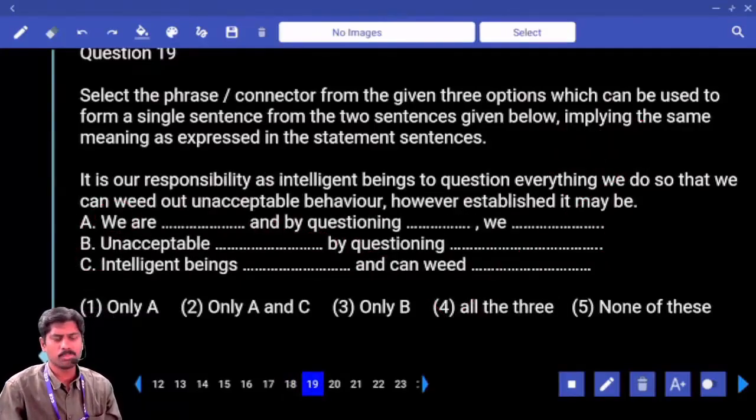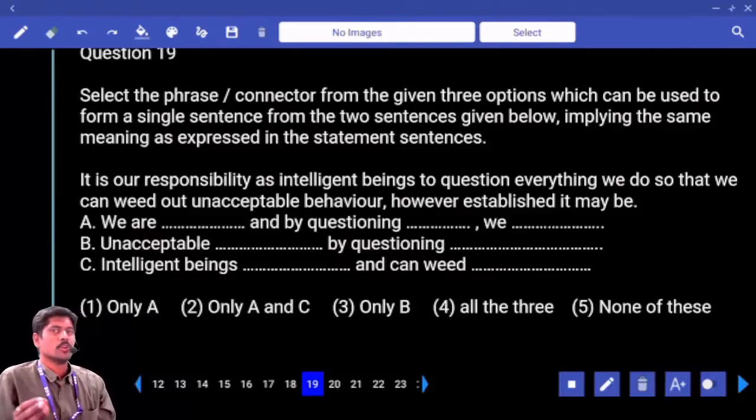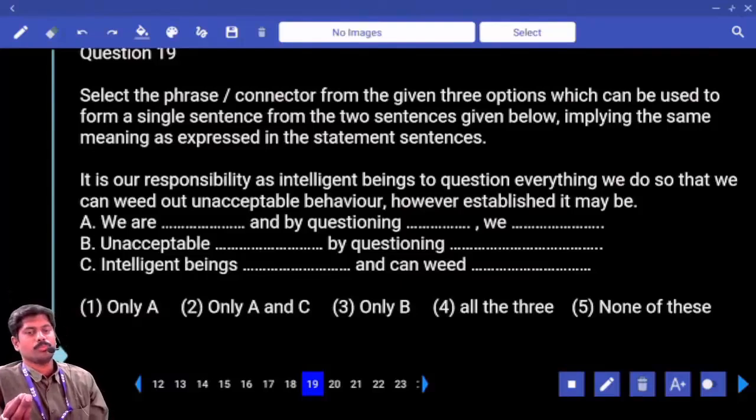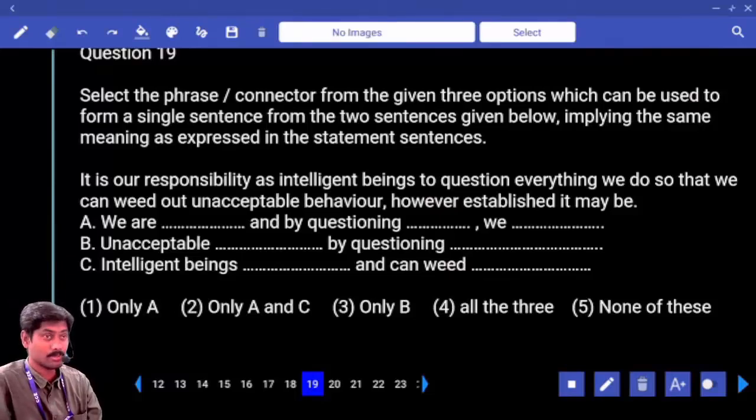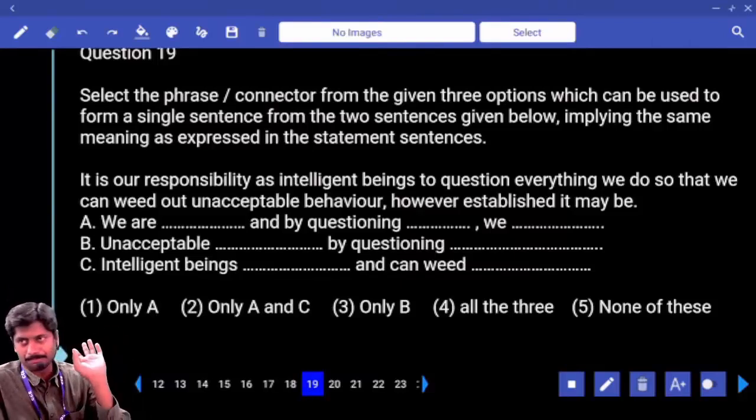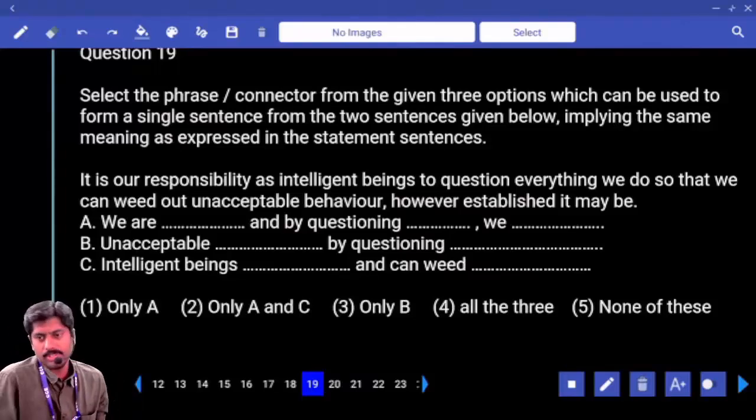It is our responsibility as intelligent beings to question everything. We are intelligent beings, are we not? Ask Google, am I intelligent or not? Again, Google will ask you, in what terms? So it is our responsibility to question everything. As intelligent human beings, it is our responsibility to question everything.